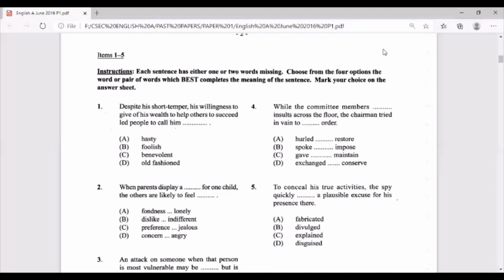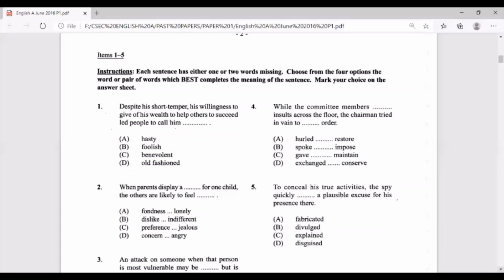Number 2, when parents display, meaning show, a blank for one child, the others are likely to feel blank. All right, so what's the context? We're seeing parents showing something for one child. The others are going to feel something. Okay, our best answer would be C, preference. You show a preference, you prefer one child, almost like you have a favorite. Of course, the others will feel jealous.